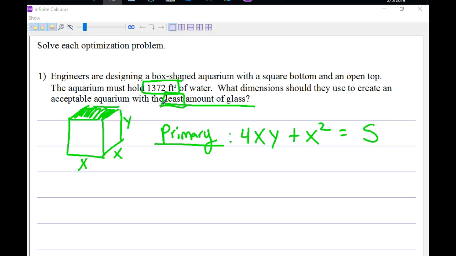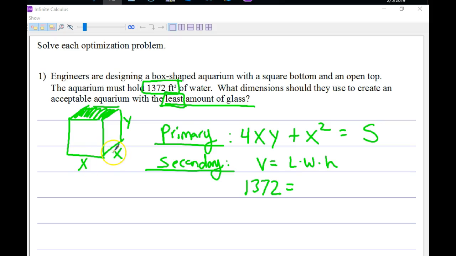Now, the secondary one is going to be the volume. They're telling us the volume right here. Okay, volume is length times width times height, right? We saw that earlier today. They give us the volume. The volume is 1372. The length and width are both x, and then the height is y. So that's going to be x squared y. Okay, so there's my secondary equation.